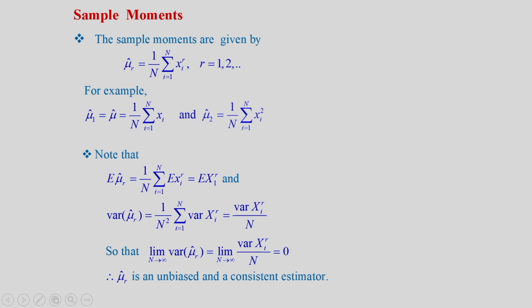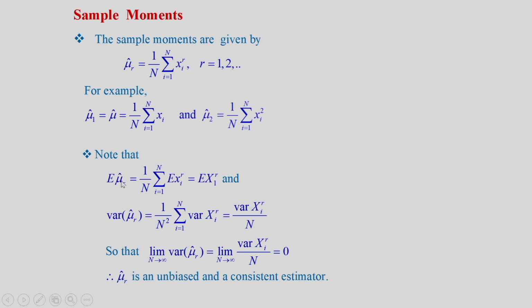So, we have defined moments and the sample moments. Moments are also known as population moments. Note that E of mu r hat, if I take the expectation, because expectation is a linear operation, we can take it inside. So this will be 1 by n into summation i going from 1 to n E of Xi to the power r, and all are IID. So, all will have the same moment, therefore, we will have n such terms and the division by n will get cancelled, and we will get E of X1 to the power r.